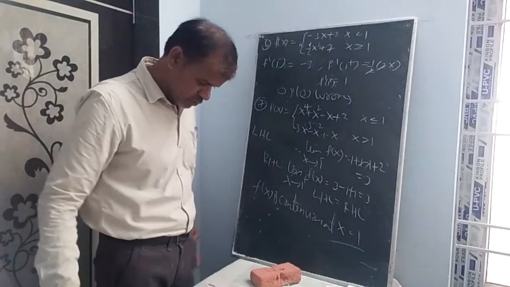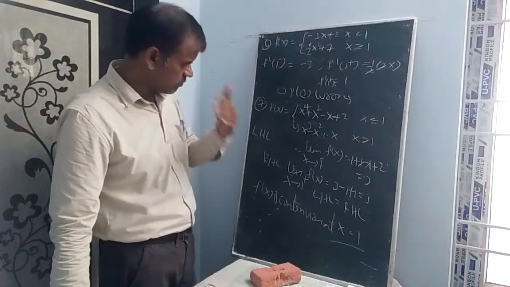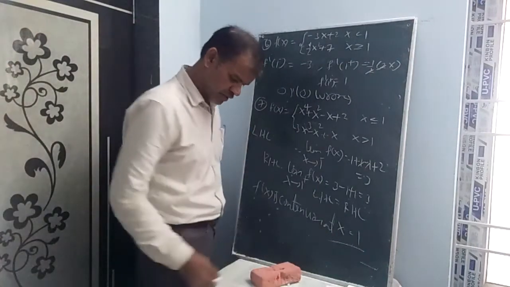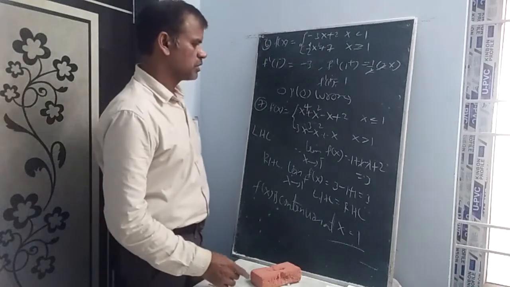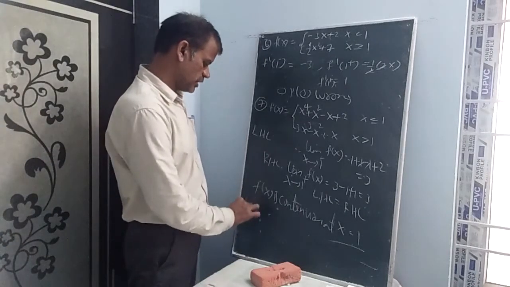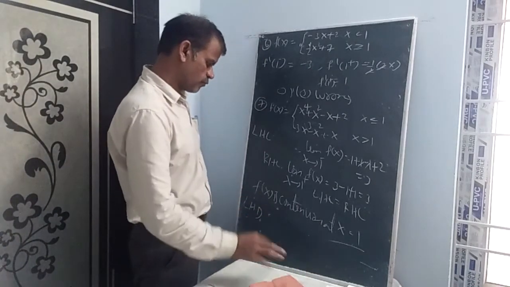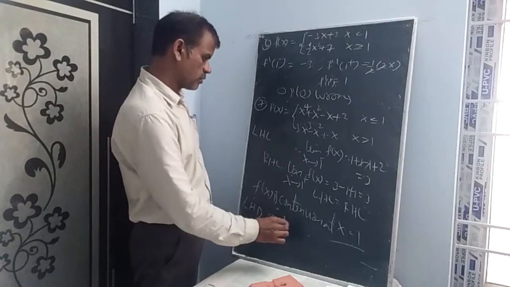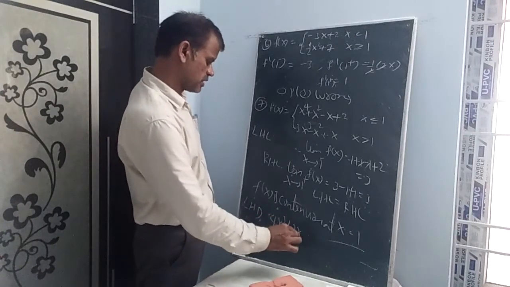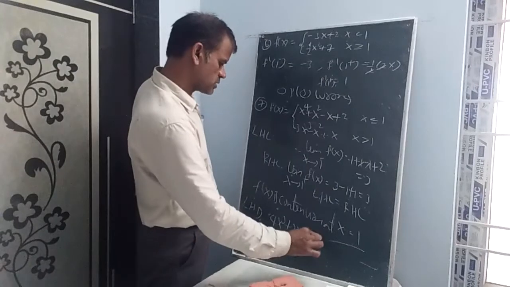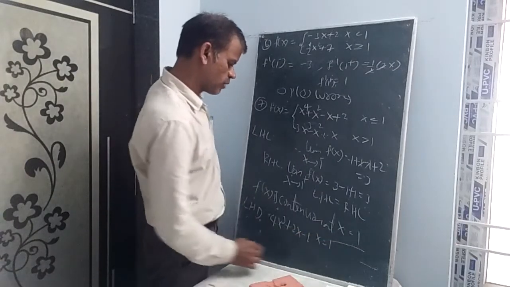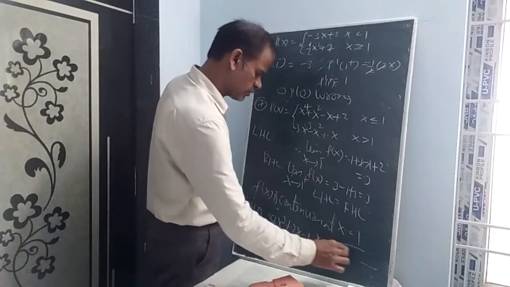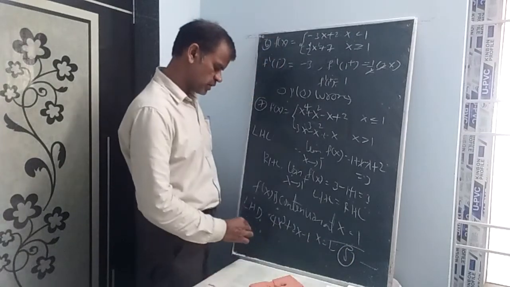It's okay. In the question, whenever only continuous is given, everywhere you can write option 1 is right. Now discuss differentiable. LHD, let us calculate. 4x cube plus 2x minus 1. Substitute x is equal to 1 here. So 4 plus 2 minus 1 is 5.